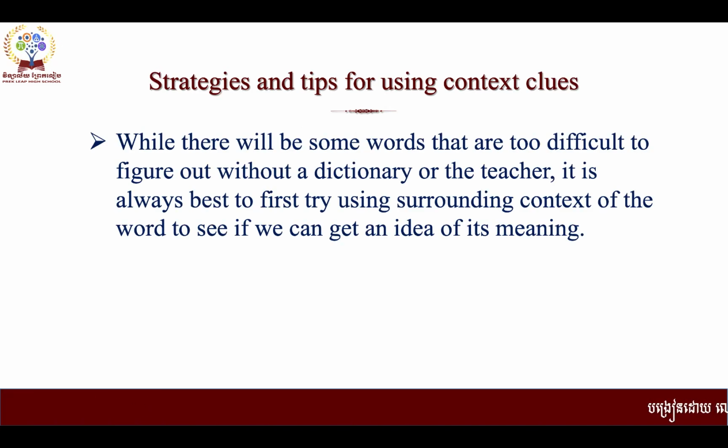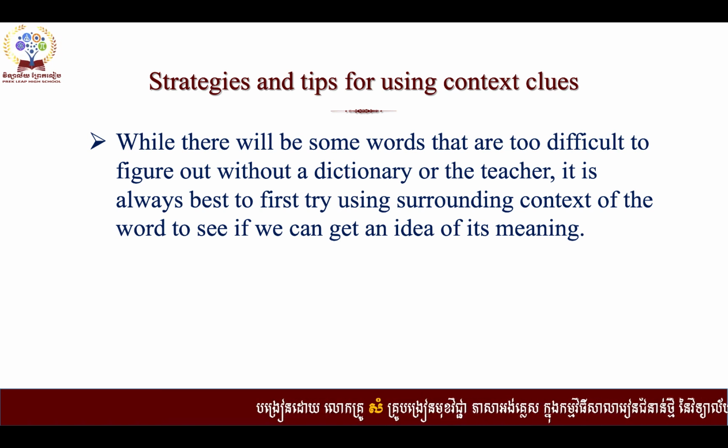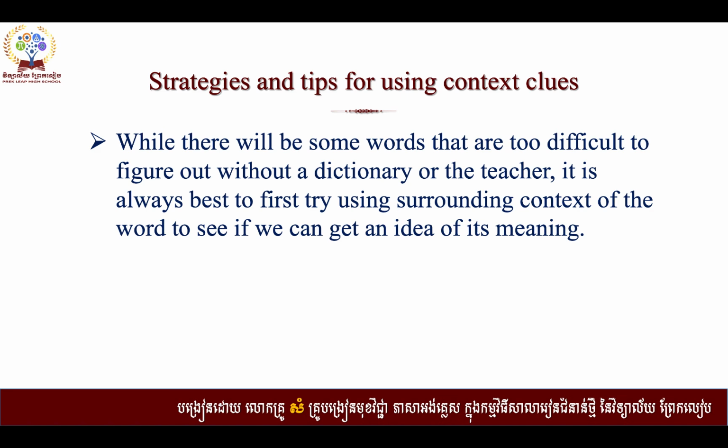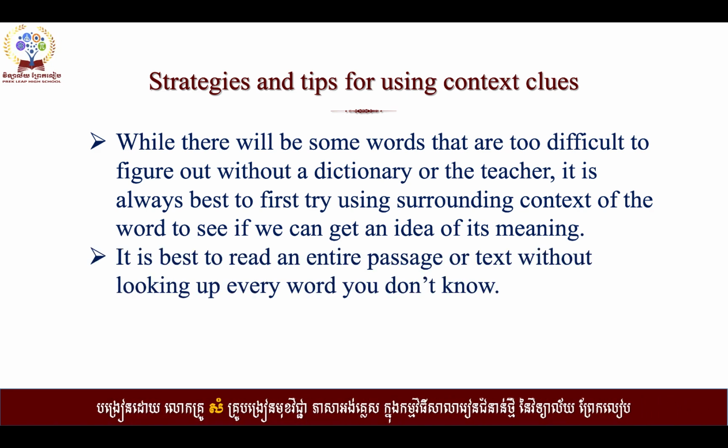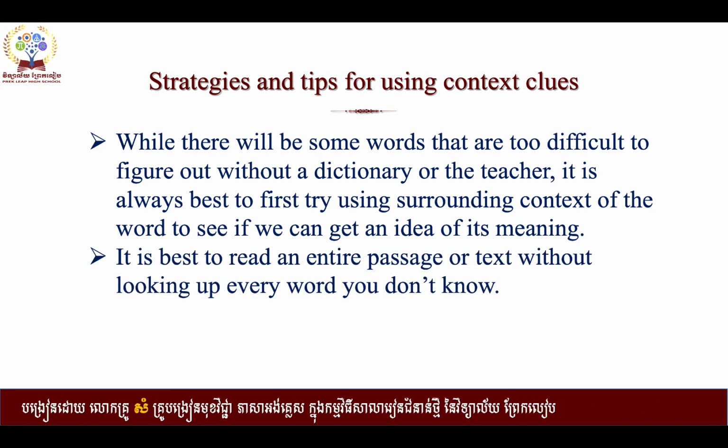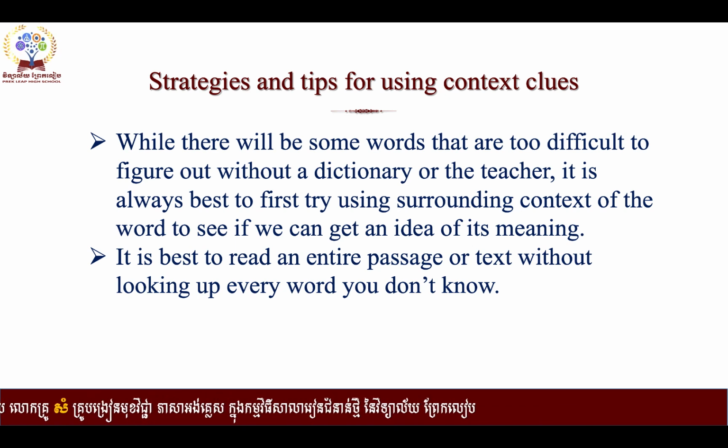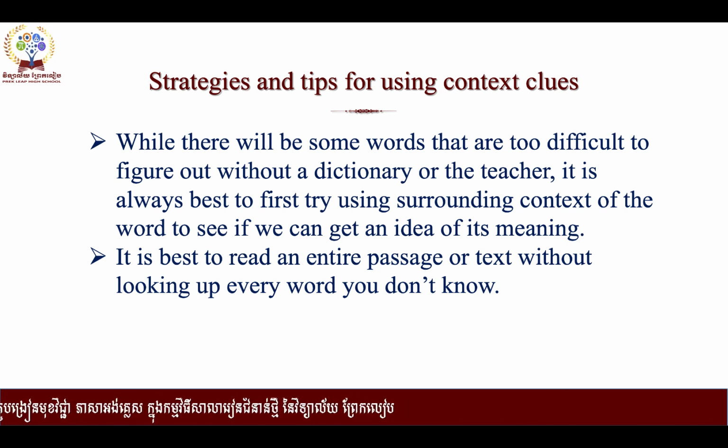So some strategies and tips for using context clues. While there will be some words that are just too difficult to figure out without a dictionary, you might need the dictionary or the teacher. It is always best to first try using the context of the word, the surrounding context, to see if we can get an idea of its meaning, right? And it's best to read an entire passage also, or text, without looking at every word you don't know. So try to read the whole passage, maybe mark the words that you don't know, but try to understand the meaning of the whole passage, and then go back and try to understand the words if you want.